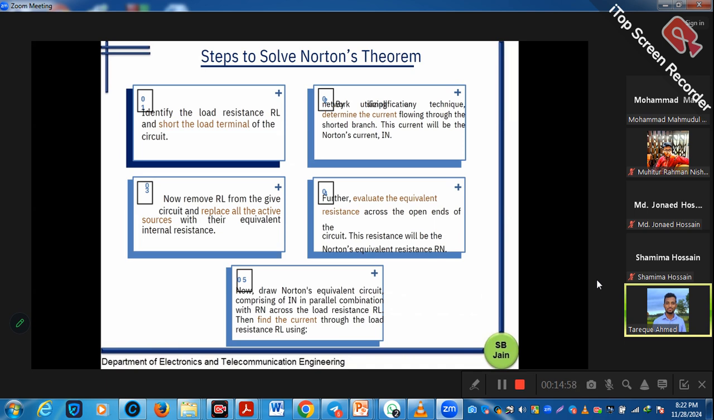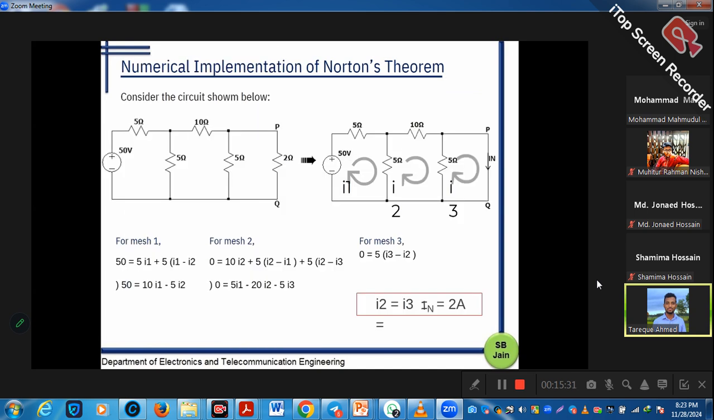with their equivalent internal resistance. Further, evaluate the equivalent resistance across the open ends of the circuit. This resistance will be the Norton's equivalent resistance RN. Now draw the Norton equivalent circuit comprising IN in parallel combination with RN across the load resistance RL. Then find the current through the load resistance RL. Next slide, please. Numerical implementation of Norton theorem. Consider the circuit shown below.